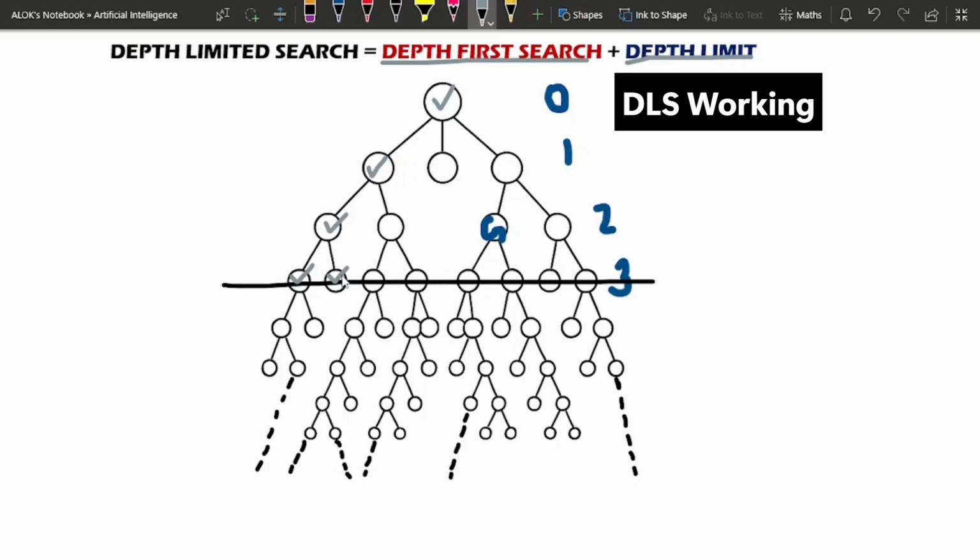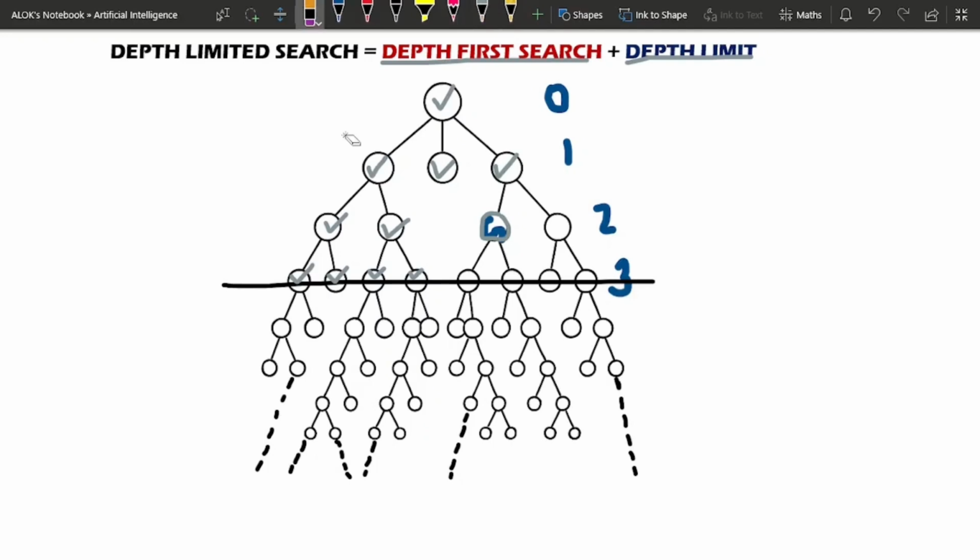Again, it will find a limit. On exploring the stack, it would jump onto this branch, exploring these two nodes, stopping at the limit, then over here, then onto this branch, and on exploring this node, it would find that this is the goal node. So the search would stop over here. So that's how depth limited search works.